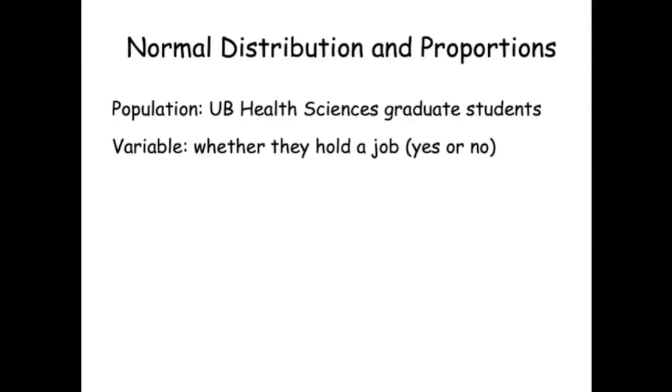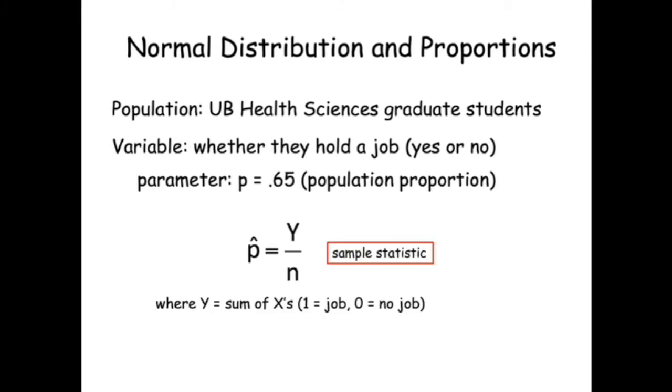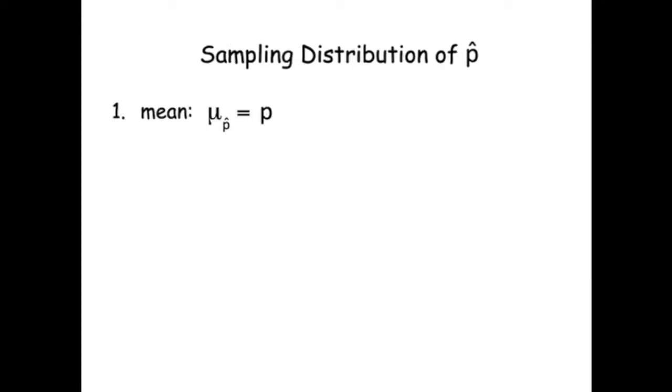The normal distribution can also be used with proportions when the sample size is large enough. Using the same population, suppose we want to know whether or not students are working while in school. The parameter of interest is the proportion who are working, and let's assume that 65% of all students are working, that is, that the population proportion is 0.65. We collect data from one sample and calculate the sample proportion p-hat, which is our sample statistic. The sampling distribution is the distribution of all possible values for p-hat.